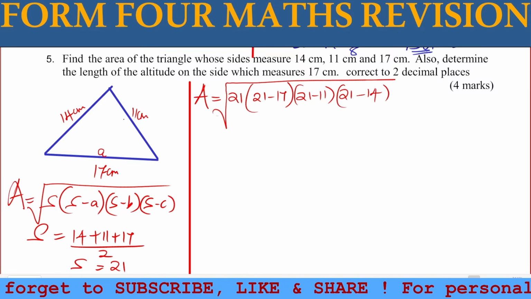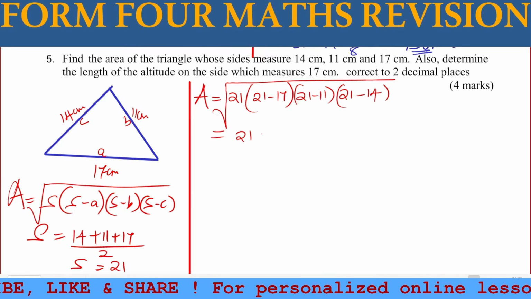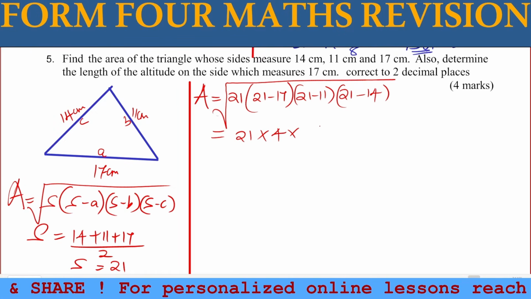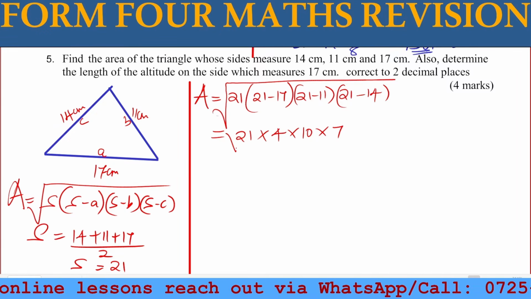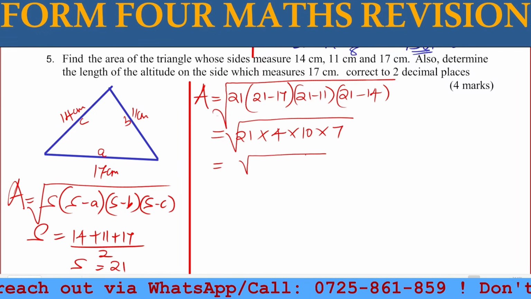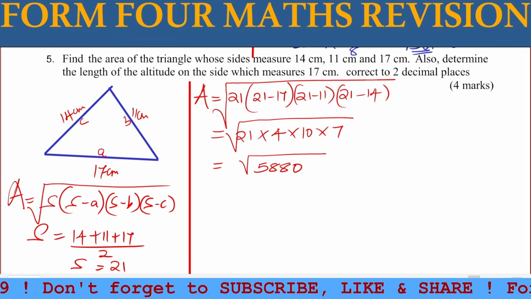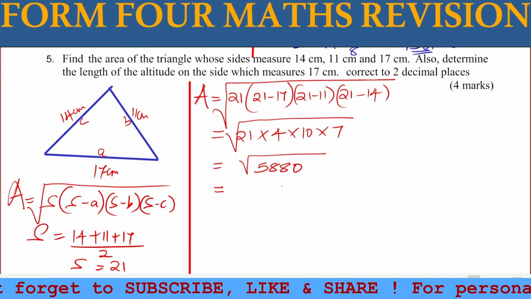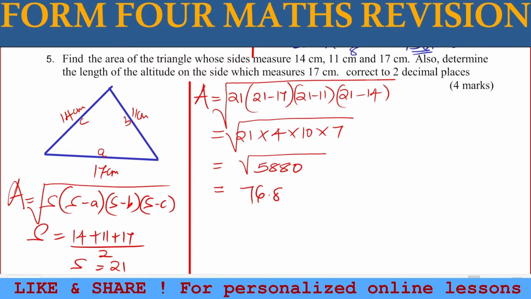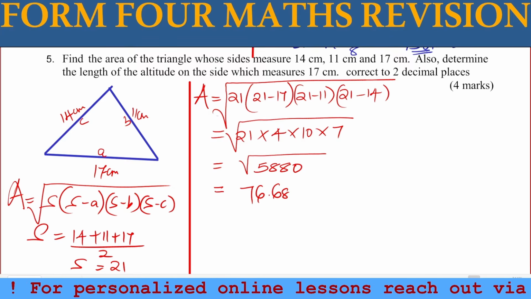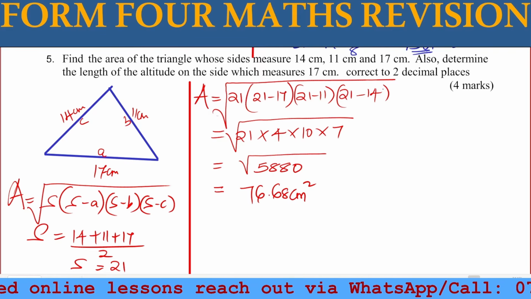So this will give 21 times 4 times 10 times 7, like that. And when you multiply using a calculator, you'll get the square root of 5,880. Once you get the square root of that to 2 decimal places, you get 76.68 centimeters squared. So that is the first part. We solved the first part.